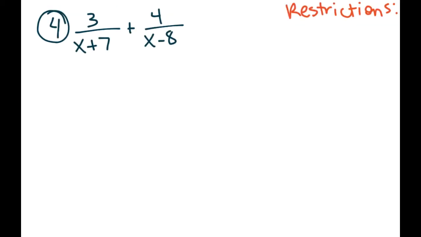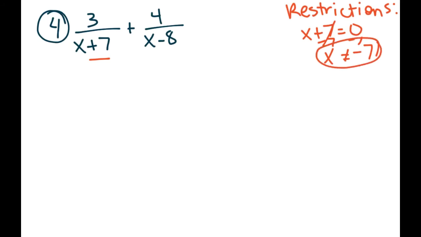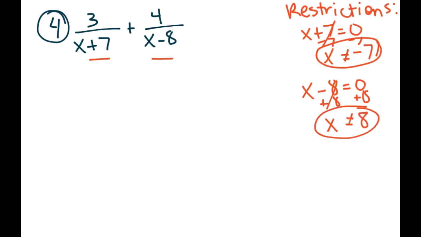Okay, so I have 3 over x plus 7 plus 4 over x minus 8. First thing I'm going to do is find my restrictions. So x plus 7 equals 0, starting with this one. Subtract 7, x equals negative 7, so x can't equal negative 7. And now I've got the x minus 8. X minus 8 equals 0. Add 8 to both sides. X equals positive 8. So it can't equal negative 7 or positive 8 because those two numbers, if we plug them in, would make our denominator 0.